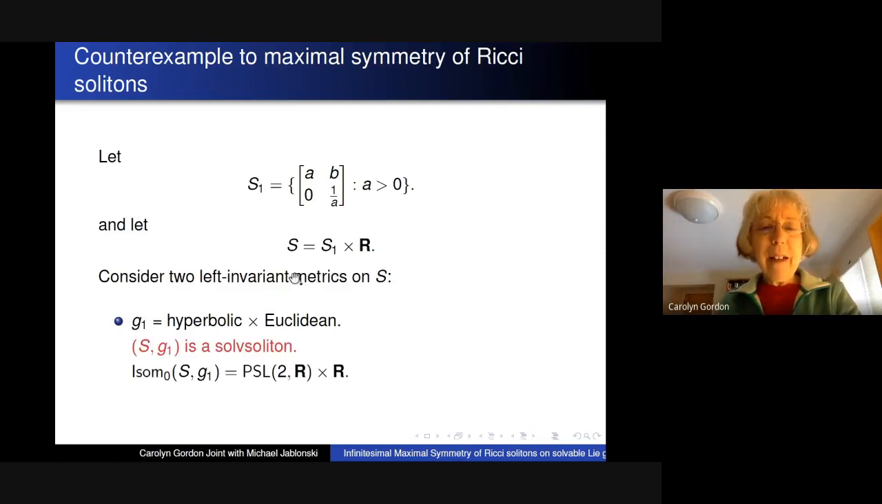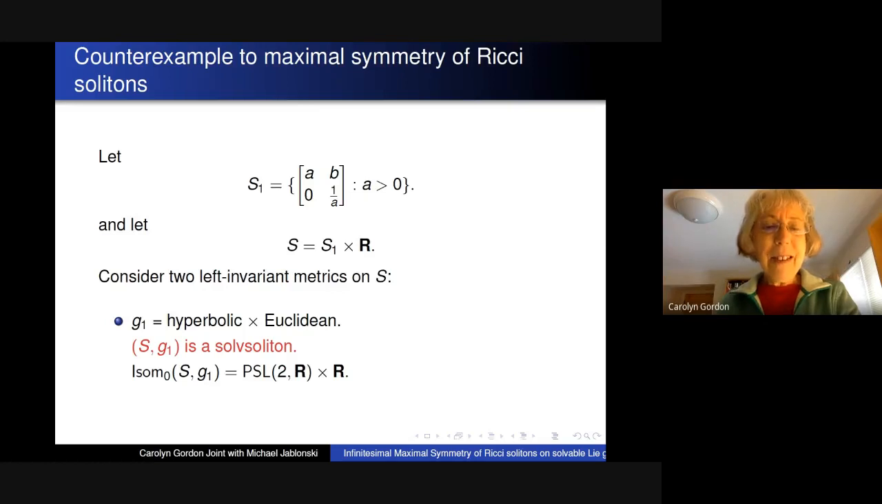So the first metric: S1, which sits inside SL2R, acts by Mobius transformations on hyperbolic space, and it acts simply transitively. So S1 inherits a hyperbolic metric. And so for G1, we're going to take the hyperbolic metric direct product with the Euclidean metric. And this metric is actually a solv soliton. And the isometry group, or the identity component of it, is the group of isometries of hyperbolic space, which is PSL2R, or SL2R mod plus minus identity, direct product with the reals.